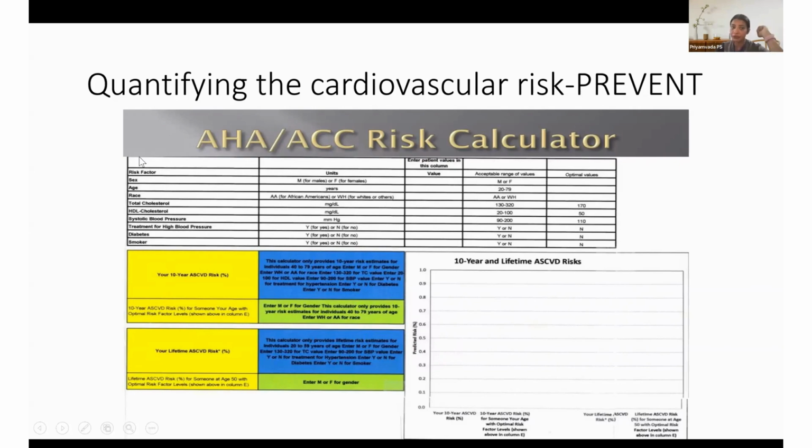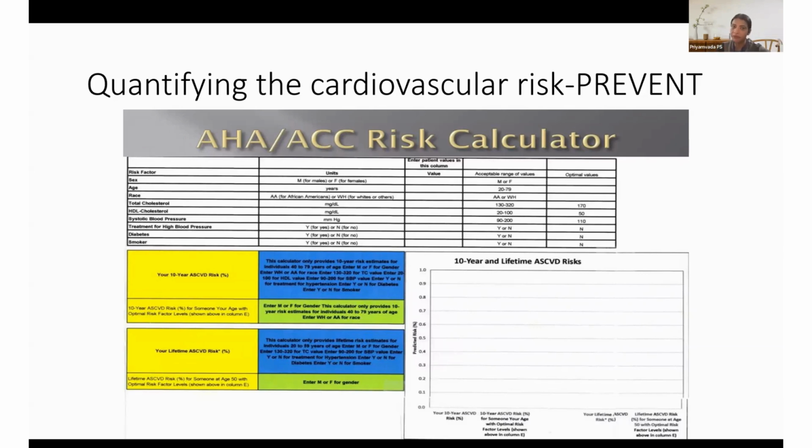Because the calculator uses a different mathematical model, in Prevent, a 10-year risk of more than 10% is considered the highest risk, whereas in the SCORE2 calculator, it is 7.5. And this ACC-AHA calculator needs a lot of other input parameters. What I have shown is a simplified version. So if that's not available, we can use the SCORE2 calculator.